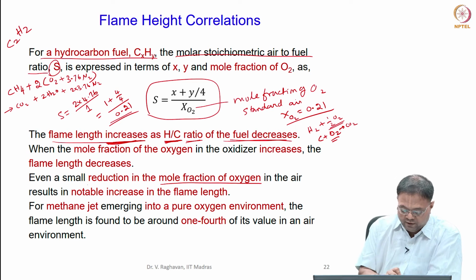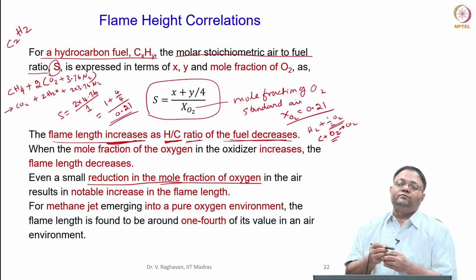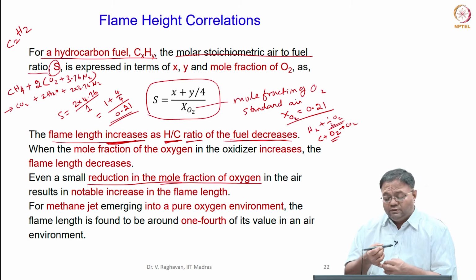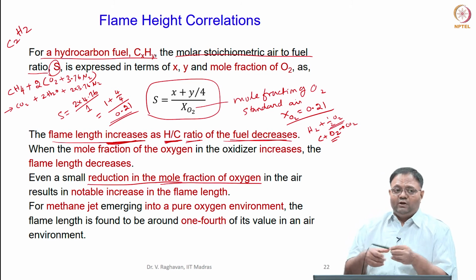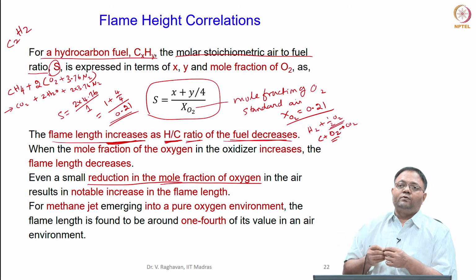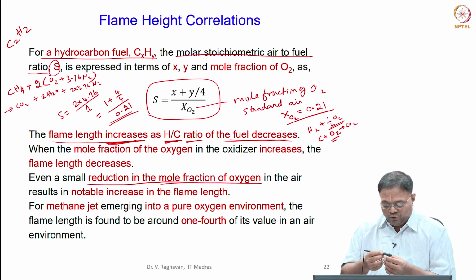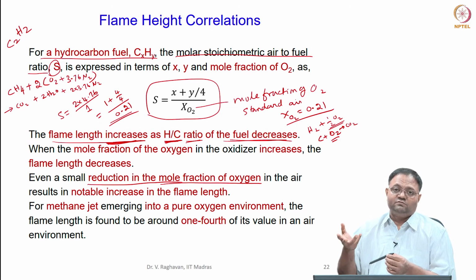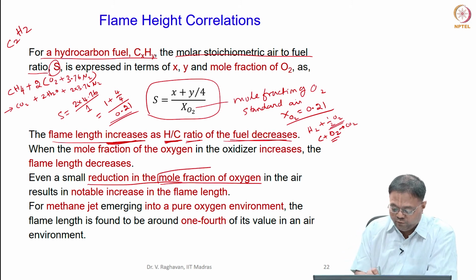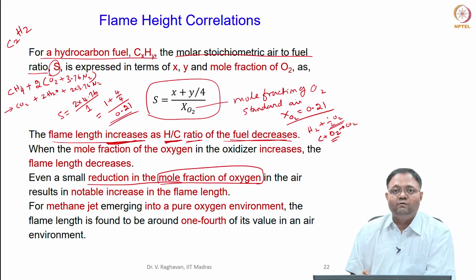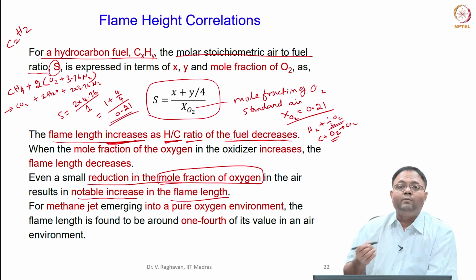Or the other way, if you decrease the mole fraction of oxygen, for example, I dilute the oxygen stream with some products of combustion. This is normally done to reduce NO formation. In the standard air, I will try to mix some products of combustion like CO2, H2O, etc. When you dilute it, it is called recirculation of the burnt gases, correct? Combustion gas recirculation. If you do that, the effective mole fraction of oxygen in the air stream will come down. That will cause a notable increase in the flame length.